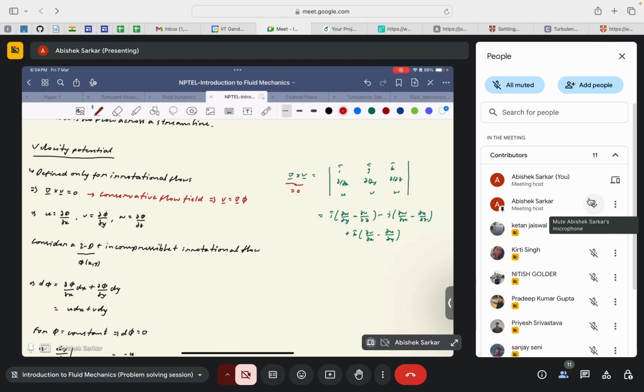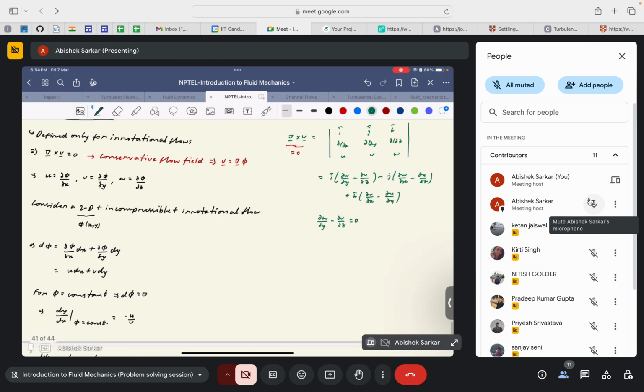So you will be left with dou w by dou y minus dou v by dou z equal to 0, dou w by dou x minus dou u by dou z equal to 0, and dou v by dou x minus dou u by dou y equal to 0. And you will see that if you define u, v and w as above, then this substitution inherently satisfies all these conditions. It is from this understanding that we derive the relationship between the velocity components and the velocity potential, which is phi.